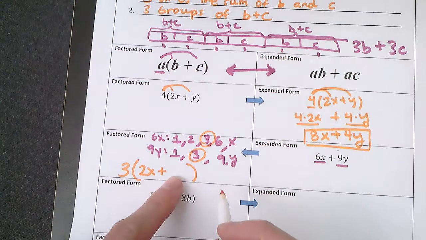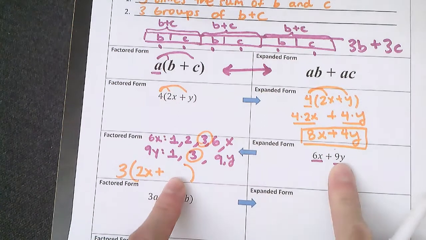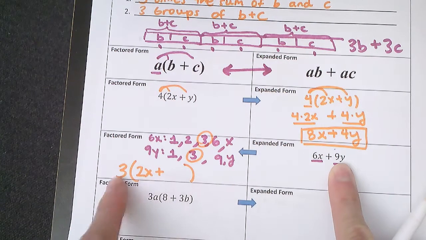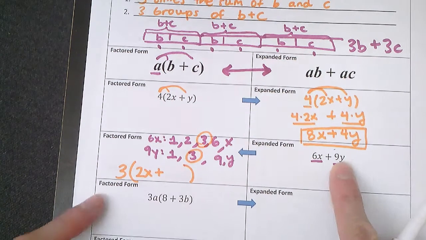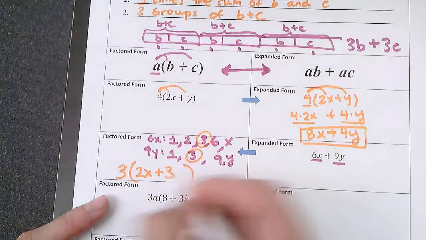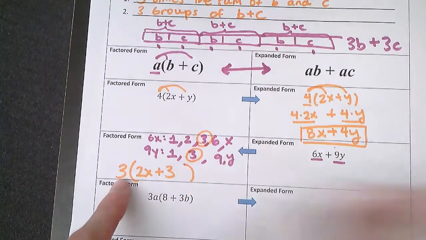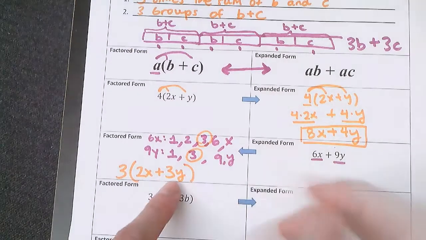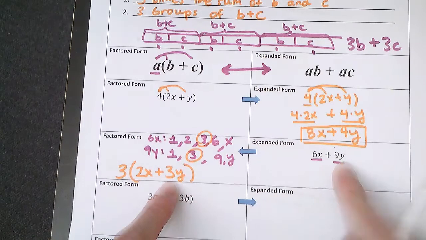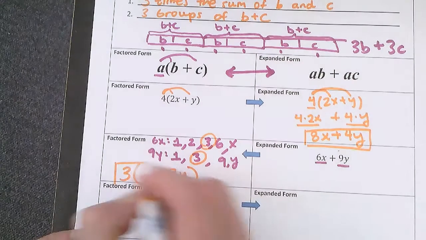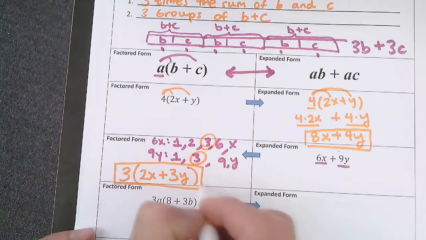And then the second term, 3 times whatever is here gets me to this term. Well, 3 times 3 gets me to 9. So then I know I'll have a 3 here, and then there's a y there. So 3 times 3y will get me to 9y. Okay, there's my answer.